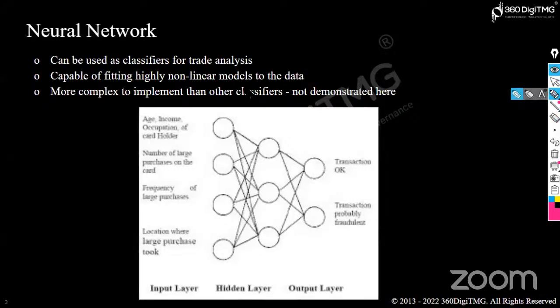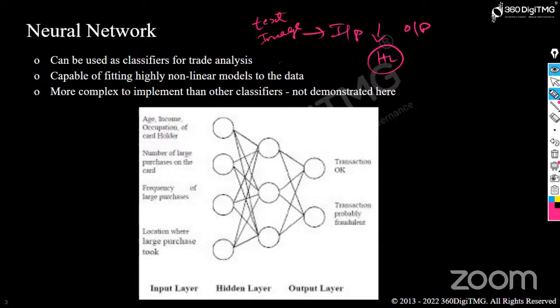So first we need to understand what a neural network is. A neural network consists of an input layer and an output layer. In between, you will have hidden layers. Input can be text data, image data, numerical data, audio signals, or video. We call all these formats unstructured format.